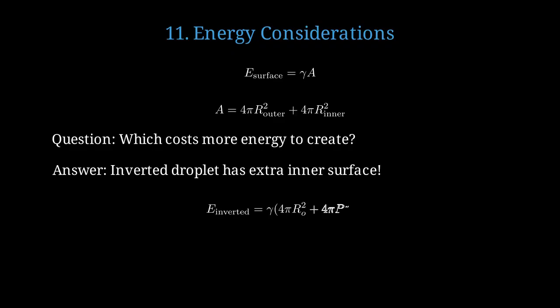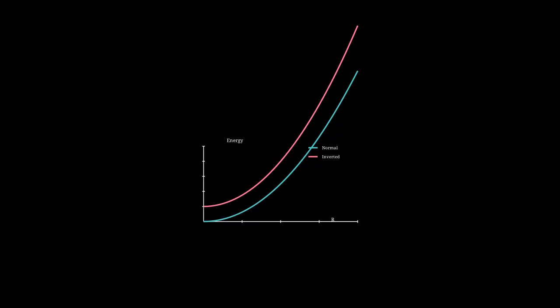Total energy for an inverted droplet includes both interfaces. A normal droplet has only one interface, so a lower energy cost. This energy graph shows inverted droplets require more energy to form than normal droplets of comparable size.